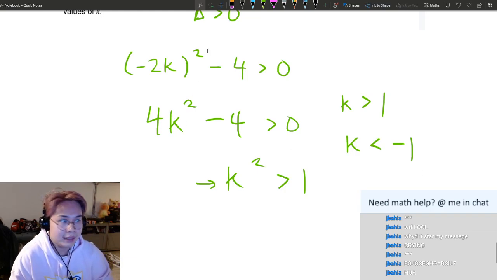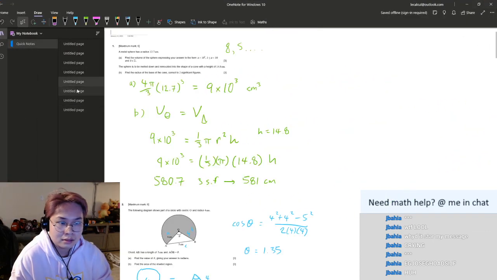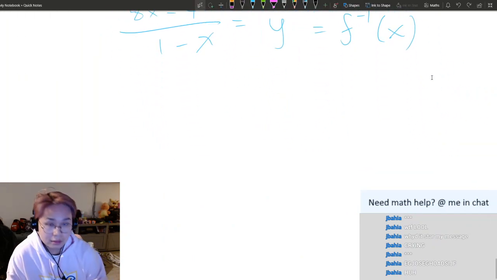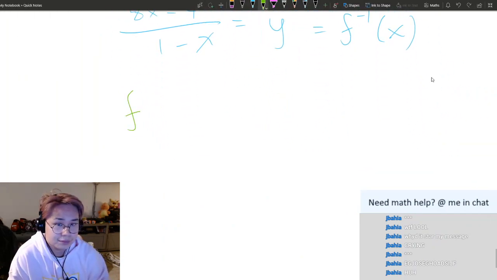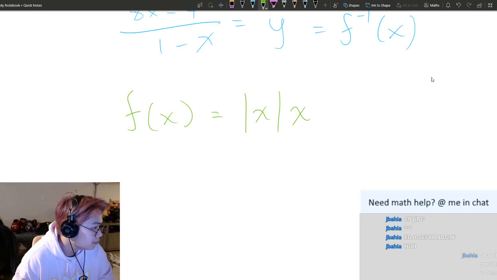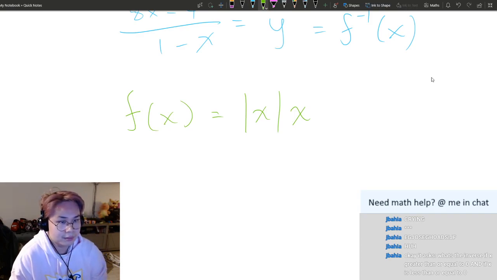Okay, so back to Jazz's question. What do you got? We got a function, and it's the absolute value of x multiplied by x. So what's the inverse if x is greater than or equal to 0 and if x is less than or equal to 0? Okay.